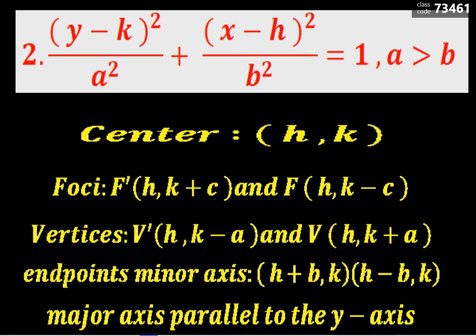Foci: F prime is (h, k plus c). And F is (h, k minus c). Vertices: V prime is (h, k minus a), and V is (h, k plus a). The endpoints of the minor axis are (h plus b, k) and (h minus b, k). The major axis here is parallel to the y-axis.